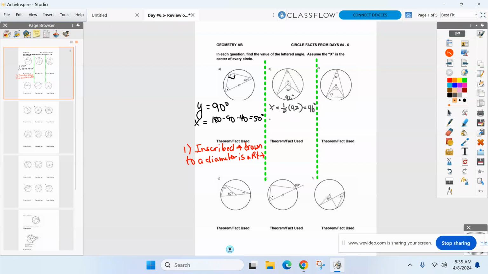And let's talk about Y. There's really nothing fancy with Y. Just with 92, and then the rest of the angle there is Y. Both of them should add up to what? It's forming a little circle here. Yeah, there you go, 360. So 360 minus 92. Nothing fancy. 268.